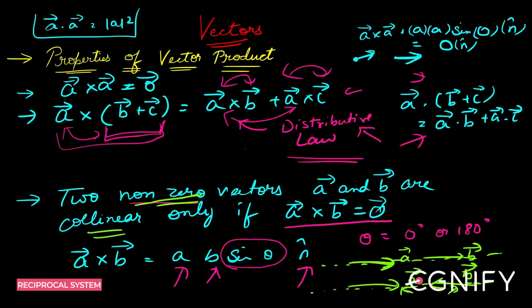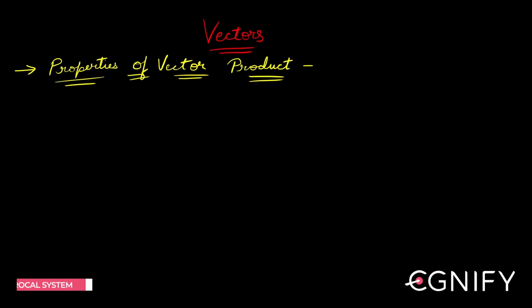Let's move on to the next few important properties now. Let me make some space. Coming to the next property. Now this one is a very crucial one because you'll be using this again and again whenever you have to find the cross product of two vectors in their component form. This will be very useful.